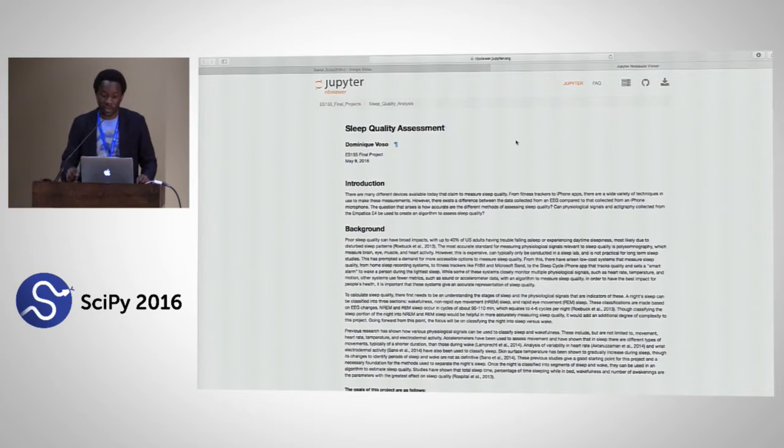So the first notebook that I want to go through is a notebook that was authored by a junior, Dominic Vaux. She's a biomedical engineering major at Harvard. Harvard has this weird thing where they don't call them majors, they call them concentrations. So she's a biomedical engineering concentrator.